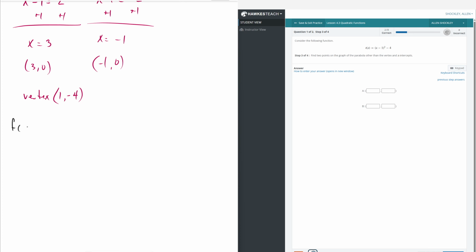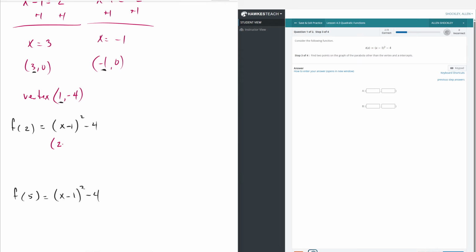Let's do 2. And then let's also do 5. Why not? I'm just picking those. There is no rhyme or reason to them. They're just numbers that I decided I thought would be good. And they're not 3, negative 1, or 1. From here, again, we're just inputting things in.